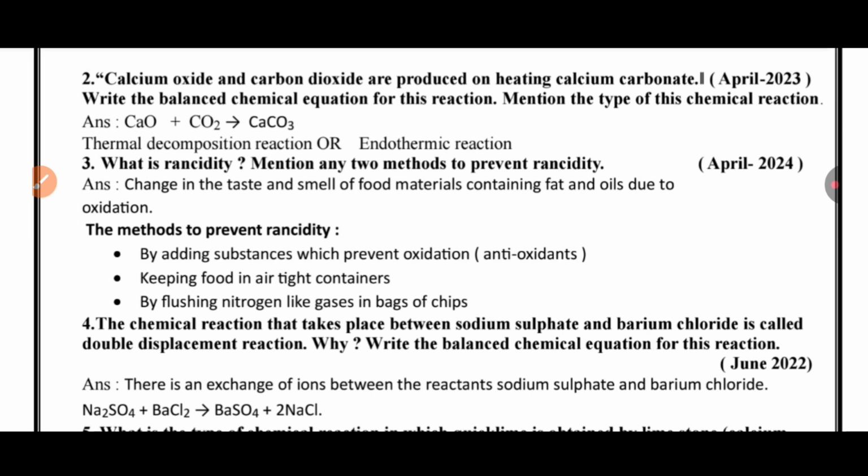Below is the reaction: CaCO3 gives CaO plus CO2. So the balanced chemical reaction is the same one. The type of reaction is endothermic reaction. Energy is absorbed here, so we can call this reaction an endothermic reaction.